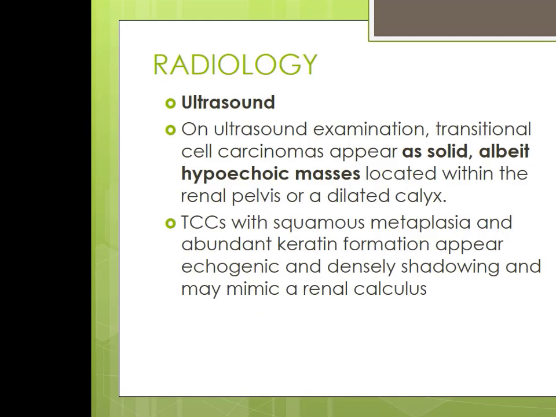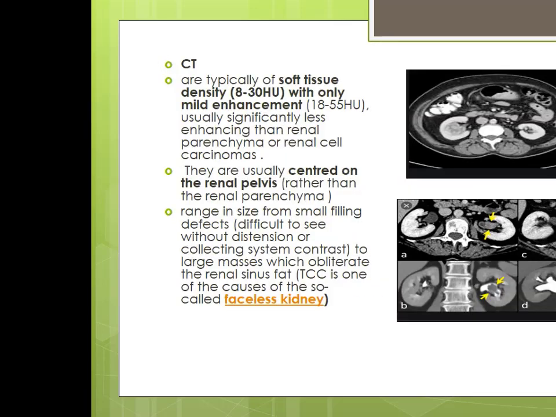On ultrasound, urothelial carcinoma appears as solid, albeit hypoechoic masses located within the renal pelvis or a dilated calyx. TCC, which has squamous metaplasia or abundant keratin formation, may appear as a renal calculus. And this is very important. On CT, they show soft tissue density of 8 to 30 Hounsfield units with only mild enhancement. The enhancement is not as much as seen in the RCC. They are usually centered on the renal pelvis rather than the parenchyma.